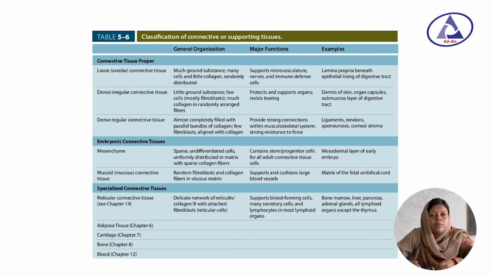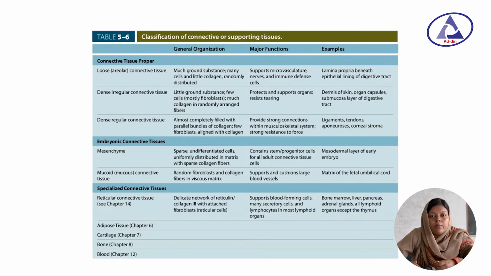Now come to our third point, dense regular connective tissue. It is almost completely filled with fiber parallel to the cells and has little ground substance. That means the collagen fibers are aligned in a parallel direction with the fibroblasts. That means the direction of the fibroblasts is parallel. The collagen or fiber will go in the same direction. So what is its function? It provides strong connection within the musculoskeletal system and strong resistance to force.